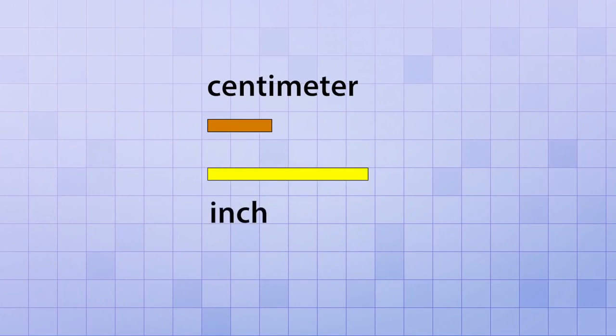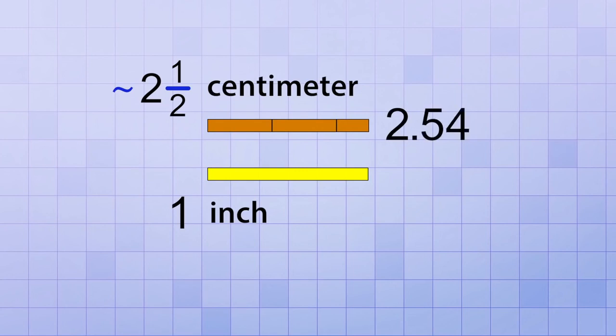It's approximately the width of your pinky finger, or the diameter of a small marble. If you compare a centimeter to an inch, you'll find that it takes about 2.5 centimeters to equal 1 inch, 2.54 centimeters to be exact.